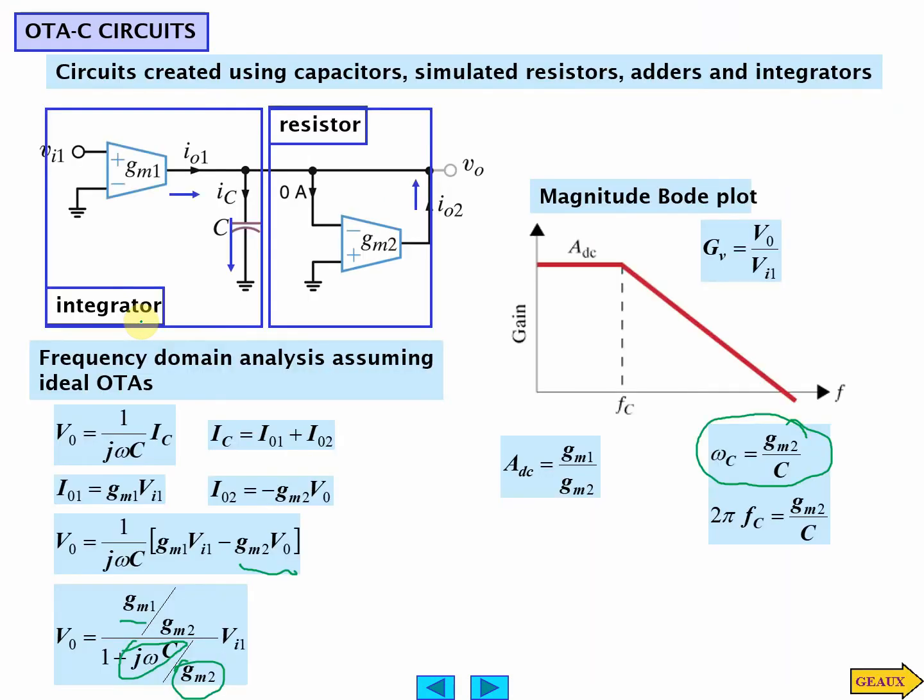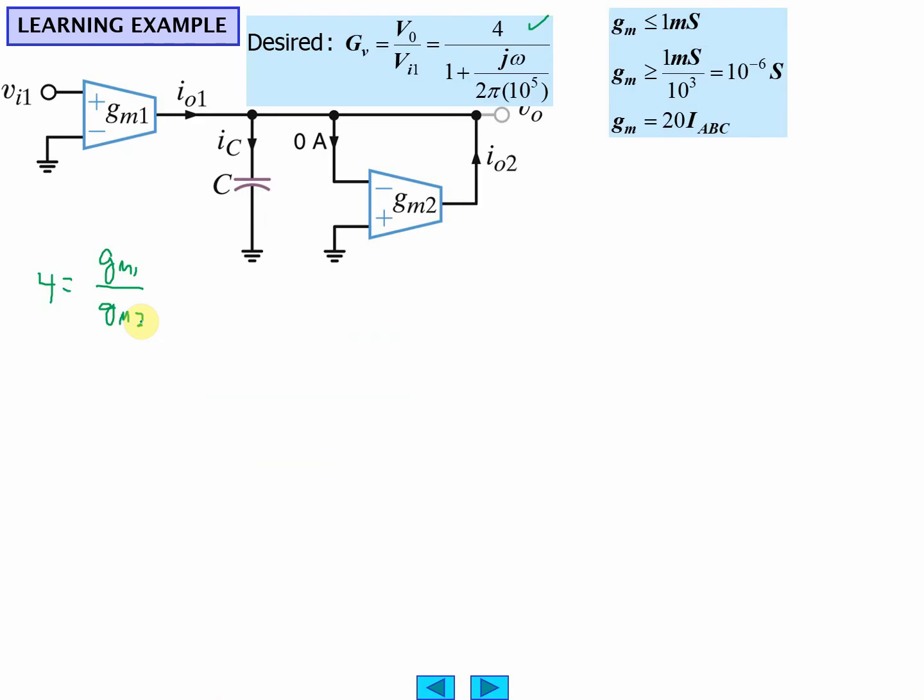And going back again, J omega C over GM2, C over GM2 has to equal this factor right here. Did I get that right? Yeah, there it is.